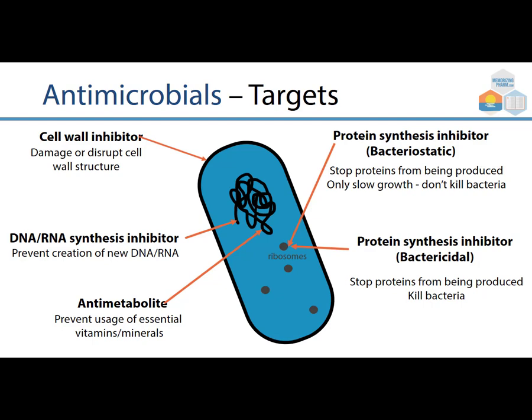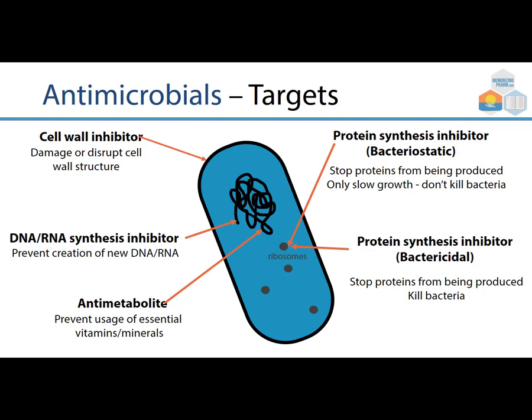You can use a DNA RNA synthesis inhibitor to prevent the creation of new DNA or RNA. You can use an antimetabolite that prevents the usage of certain vitamins and minerals that we can take in through our food, but that bacteria have to make. You've got the protein synthesis inhibitor, which stops building proteins. It can be bacteriostatic, and static means that it keeps it from replicating but doesn't kill the bacteria. So it stops the proteins from being produced, but it only slows the growth. It doesn't kill them. On the other hand, you can have a protein synthesis inhibitor that's bactericidal, and that stops the proteins from being produced, and it does kill the bacteria. But there are some issues with that as well.